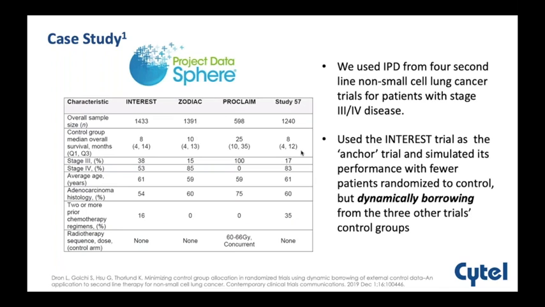And you can see the PROCLAIM study is quite a bit different in that it has 100% stage 3 cancer patients and 0% stage 4, whereas the other trials have varying degrees, but more than 50% stage 4. And there's a number of other differences. For example, the median overall survival in the control group is much larger in PROCLAIM than it is in the other trials. So the PROCLAIM data was kind of our bad trial, and we wanted to see what happened if we mixed that into it.